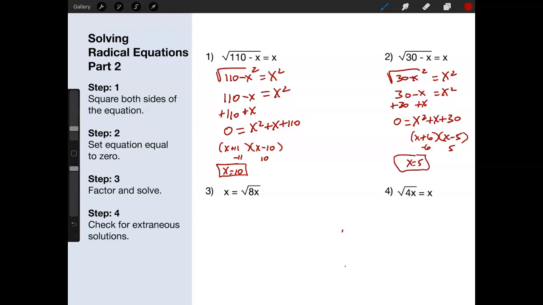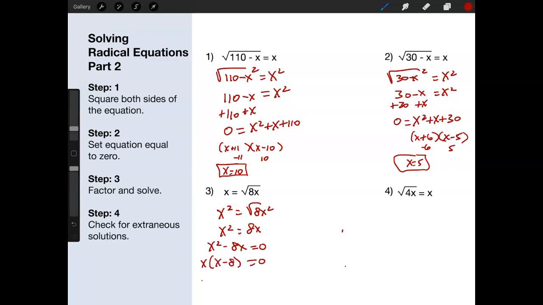For number 3, we have x equals the square root of 8x. We follow the same procedure. X squared equals 8x. We subtract 8x from both sides, set it equal to 0, and then we factor. We can factor out an x. We're left with x times x minus 8 equals 0.